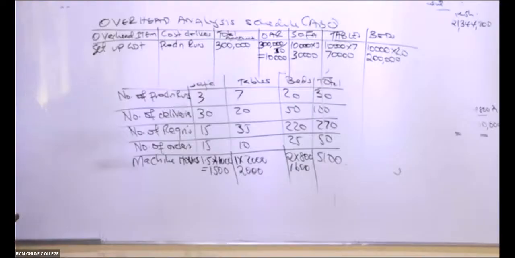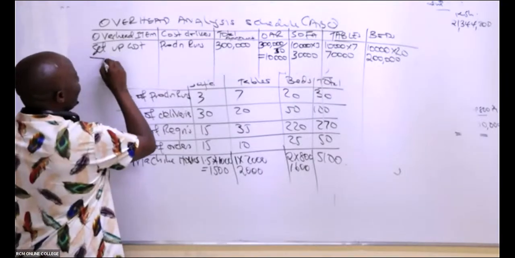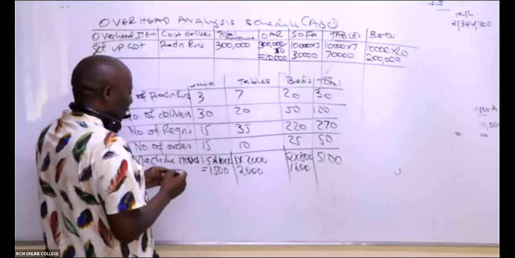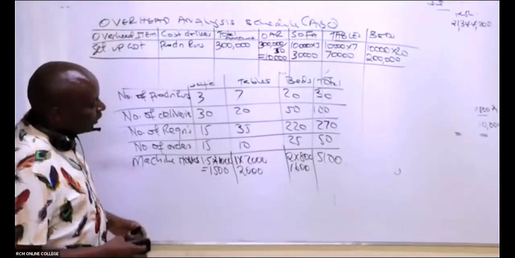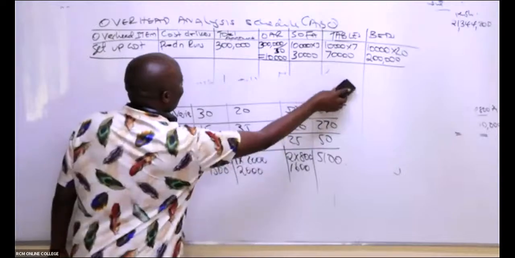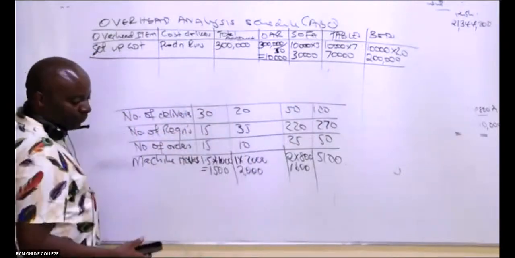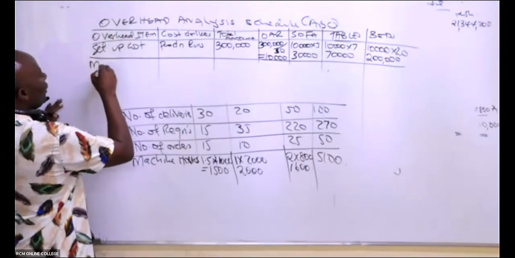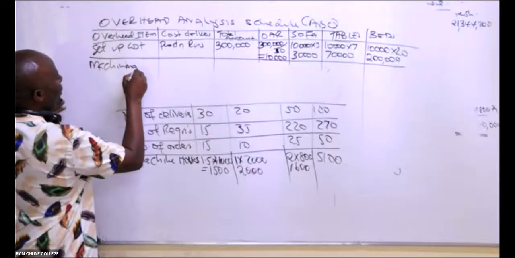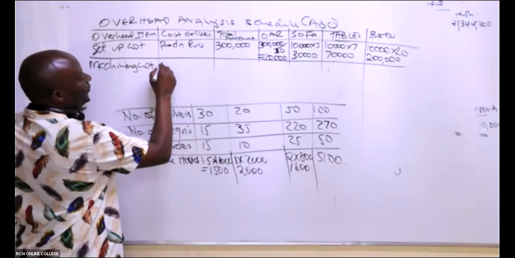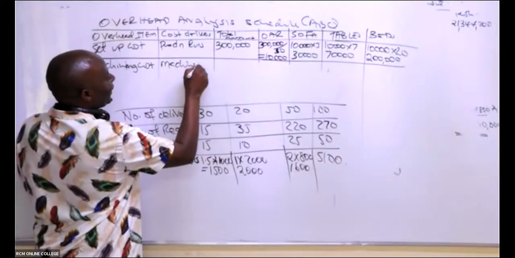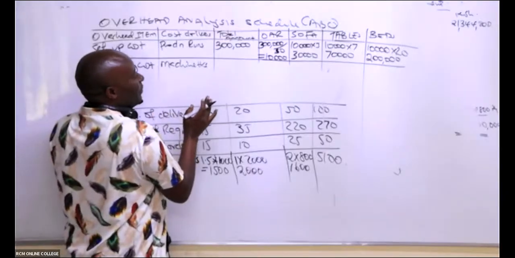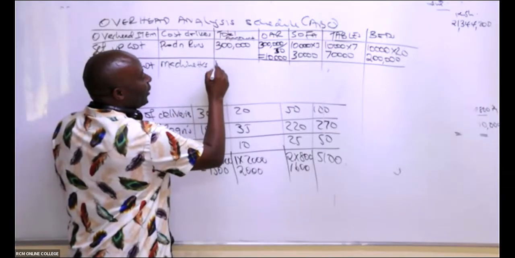Please, let's go straight away to the second overhead item. The second overhead item that we have there is machining. They want us to absorb machining costs. What is the cost driver? Machine hours. How much is the total amount for machining cost? 1.2?